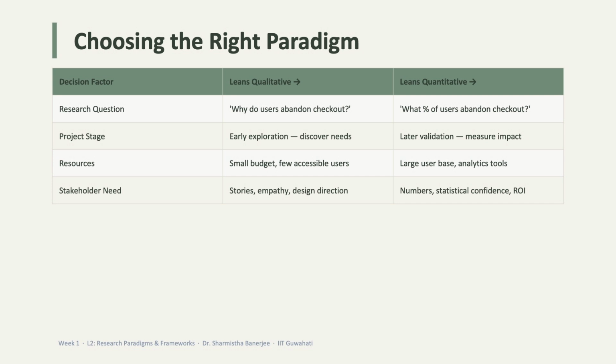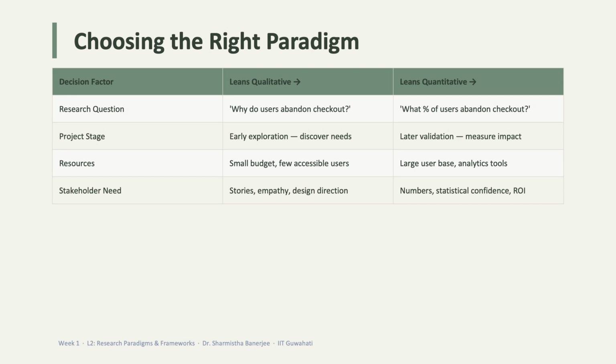Now the next question is, what resources do you have? This can be in terms of time, money, the number of people. If you have a small budget and only a few users are accessible, then it is a good idea to go ahead with qualitative. However, if you have access to a larger user base, you have analytical tools, and you also have certain resources, because sometimes you might have to pay your users also, then a quantitative user research method is a good choice to go ahead.